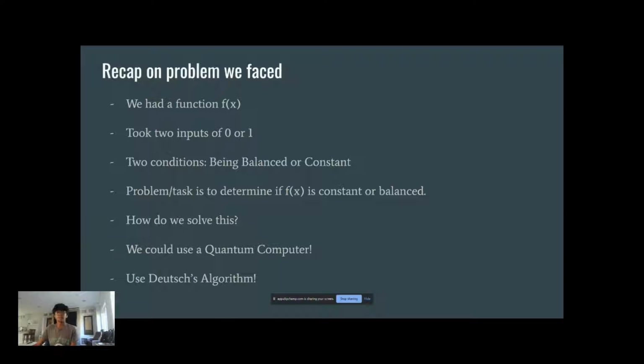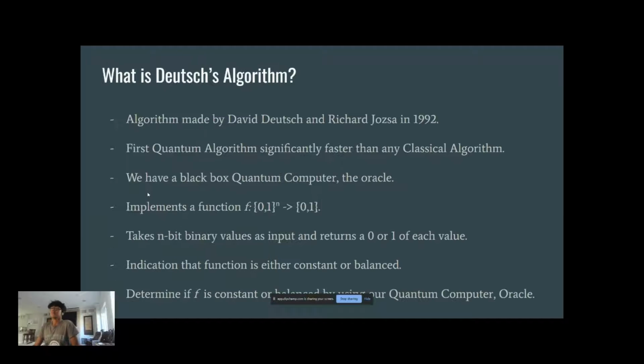All right, so why don't we do a recap of the problem that we had faced? We had a function f of x that took two inputs, 0 and 1, and having two conditions of being balanced or constant. But the task was how we determine if f of x was constant or balanced. And of course, there's a way to use a quantum computer to go faster to solve this problem, but how? Well, the solution is Deutsch's algorithm.